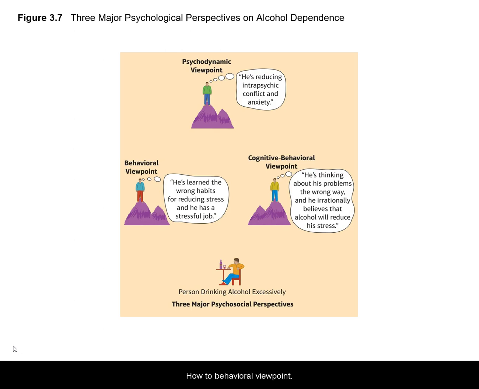On the behavioral viewpoint, he's learned the wrong habits for reducing stress, and he has a stressful job. So maybe that's observational learning, maybe that's operant conditioning, but they're bad habits. And then the cognitive behavioral viewpoint: he's thinking about his problems the wrong way, and he irrationally believes that alcohol will reduce his stress. You see how these are negative thought patterns that keep ruminating and need to be broken in order for him to get better.